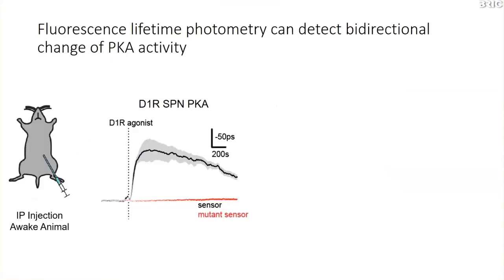To test the fluorescence lifetime photometry technique, we first measured the D1 receptor agonist response of FLIM-AKAR, the PKA sensor expressed in D1 receptor SPNs. In all FLIM-AKAR graphs that I'm going to show you today, a negative change in the fluorescence lifetime is depicted as the upward slope, because this represents the increase in PKA activity. Here, the IP injection, or intraperitoneal injection, of D1 receptor agonist to awake behaving animals resulted in a marked increase in PKA activity in D1 receptor SPNs, which is consistent with our understanding of D1 receptor being a Gs-coupled receptor.